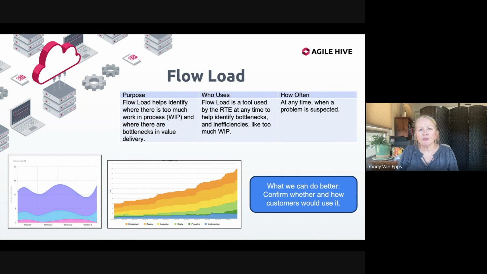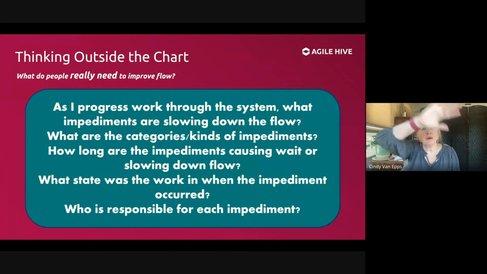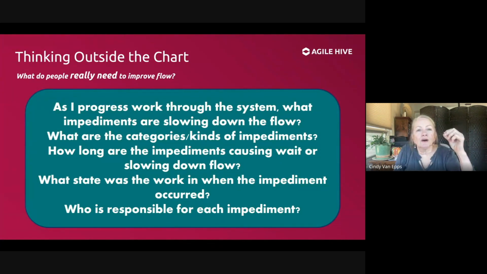So the one thing I want to do here is confirm whether and how customers will use this. The customers that I have talked to have given me different responses, but primarily have said, don't make this your first priority. So what if I started thinking about all of these together? What do we really need to improve flow? Well, first of all, those metrics might tell us your flow is great. You don't have any problems. Okay, but does anybody ever have the perfect system? No.